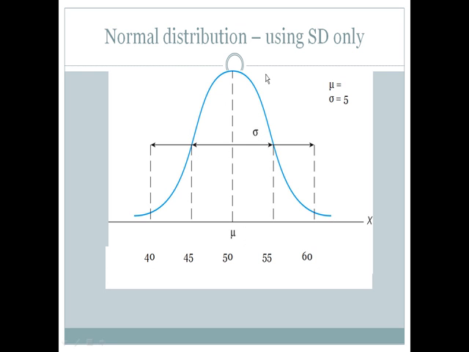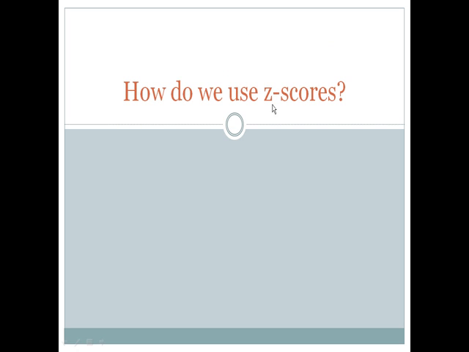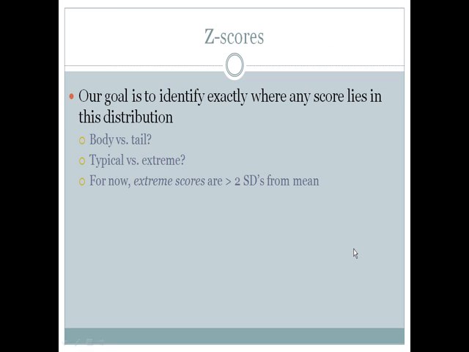Alright, see right here where we get a lot of information just from the standard deviation, which, remember, also corresponds to z-scores. A score of 55 in this distribution right here would correspond with a z-score of 1, for example. Okay, so how else are we going to utilize z-scores? In the situation in which we want to use z-scores, the thing that we want to do is identify exactly where a score lies in the distribution.